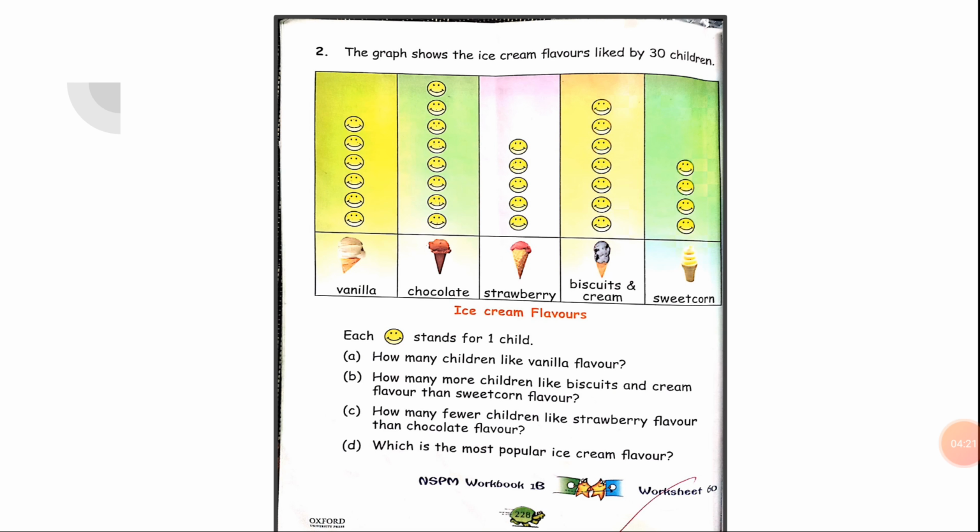Your D part is, which is the most popular ice cream flavor? When you count the smileys one by one, you will see there are 8 smileys in chocolate flavor. So 8 children like the chocolate flavor. So your most popular ice cream flavor is chocolate. So in front of part D, write down the spelling of chocolate. This is how you will do this page.